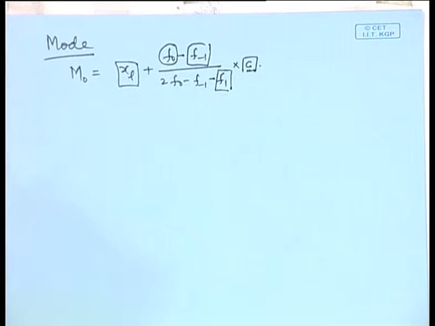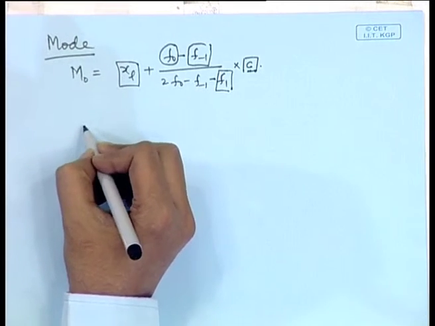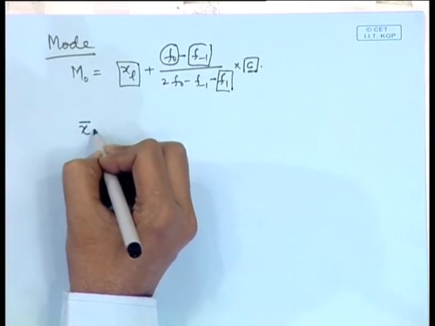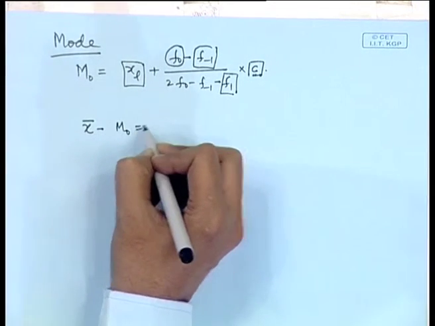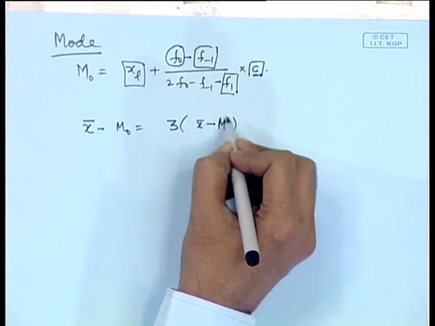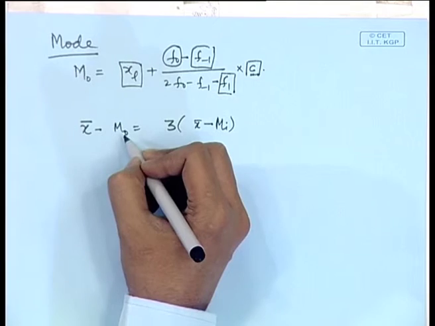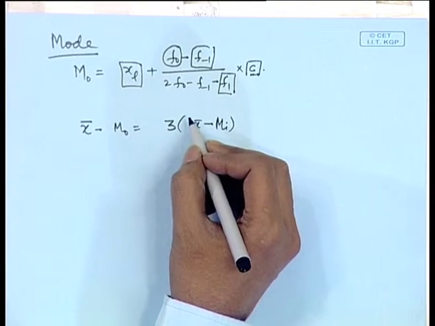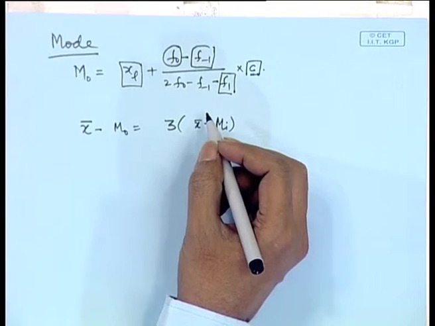There is some relation between mean, median and mode. Many times this is used: x bar minus M_0 is equal to 3 times (x bar minus M_I), where M_I denotes the median, M_0 denotes the mode, and x bar denotes the arithmetic mean. So, many times this formula is also used.